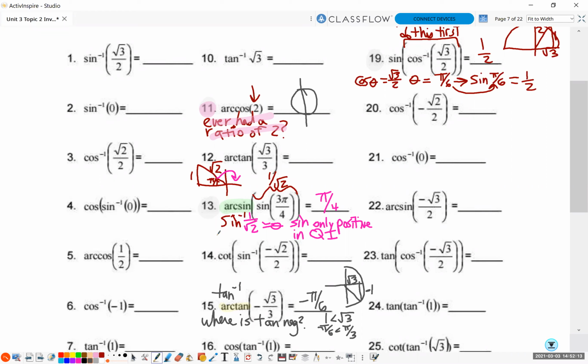Number 13. Do I want to skip number 13? No, I don't want to skip it. I want to do it. But it's a composite. I want to do number 19 before I do number 15.